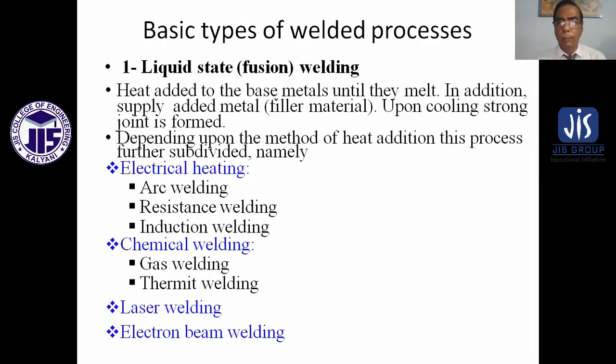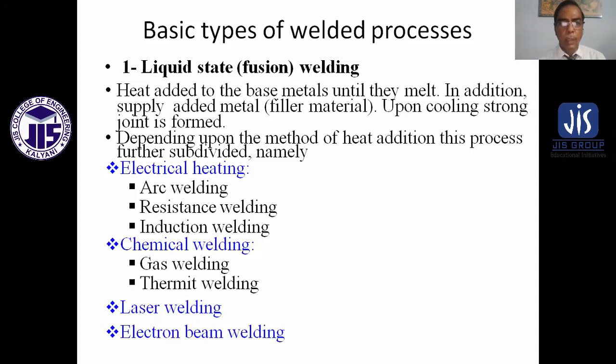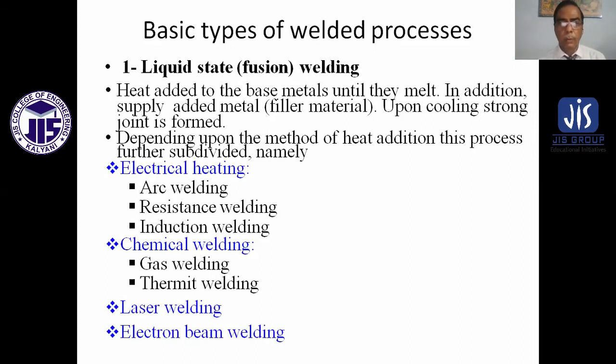Basic types of welding processes. There are 2 types of welding processes: one is liquid state welding and the other is solid state welding. In liquid state welding, that is fusion welding, heat is added to the base metal until it melts. In addition, added metals, filler materials, are supplied. Upon cooling, the joint is formed.